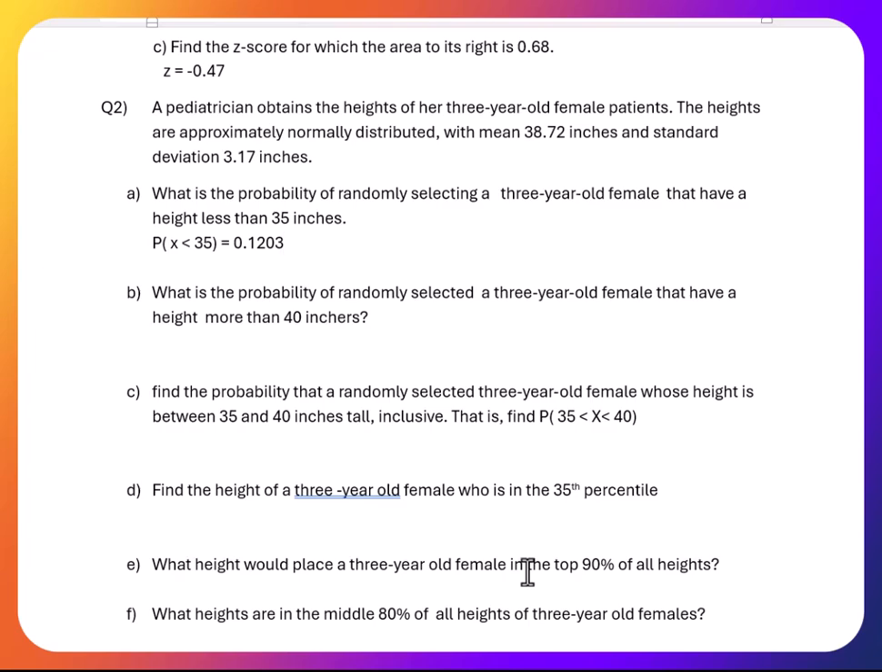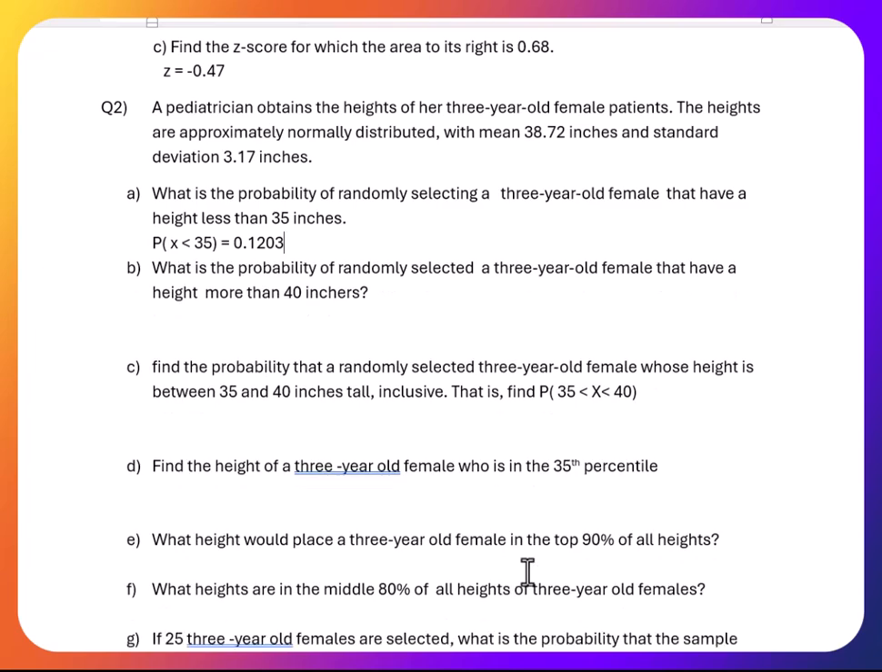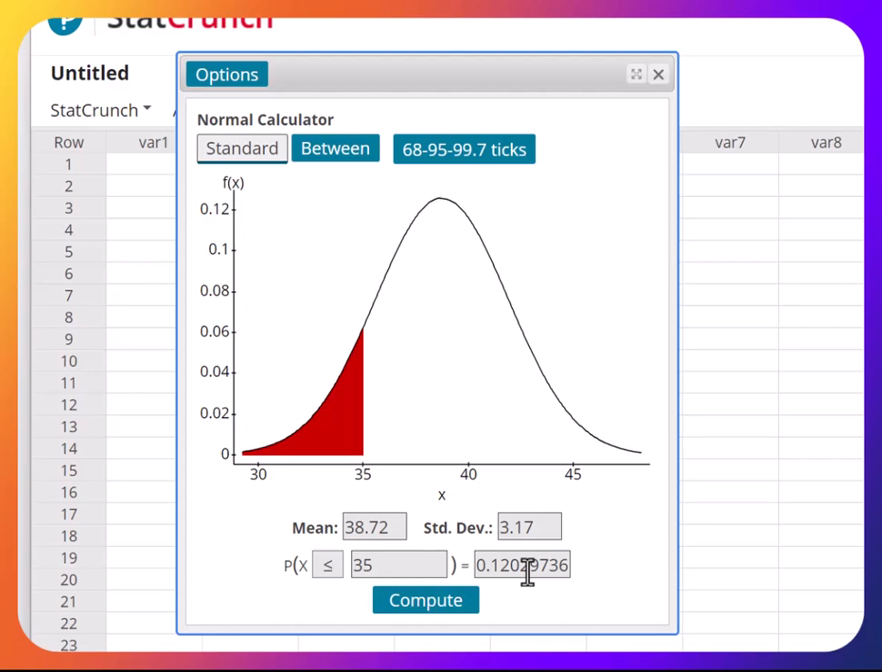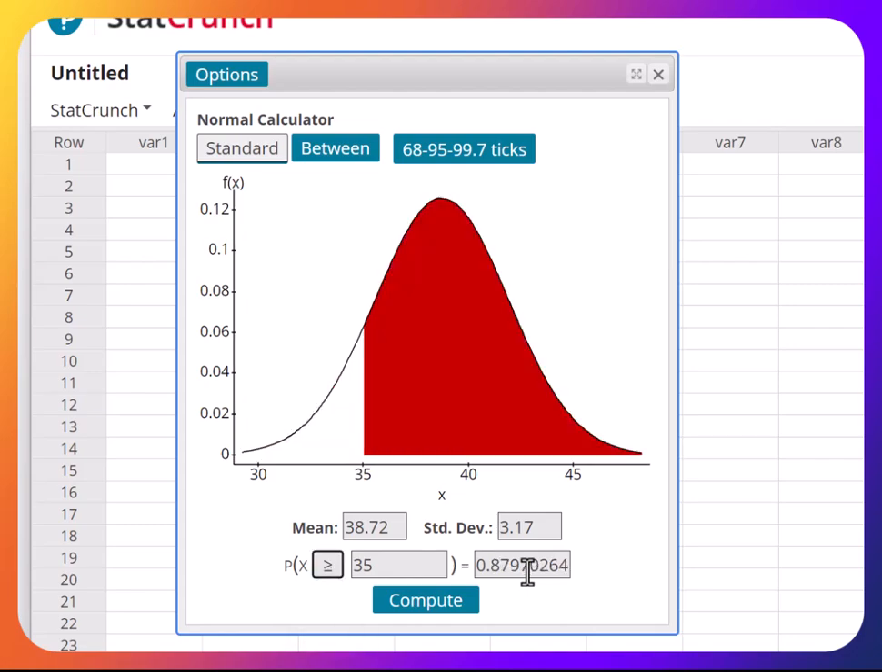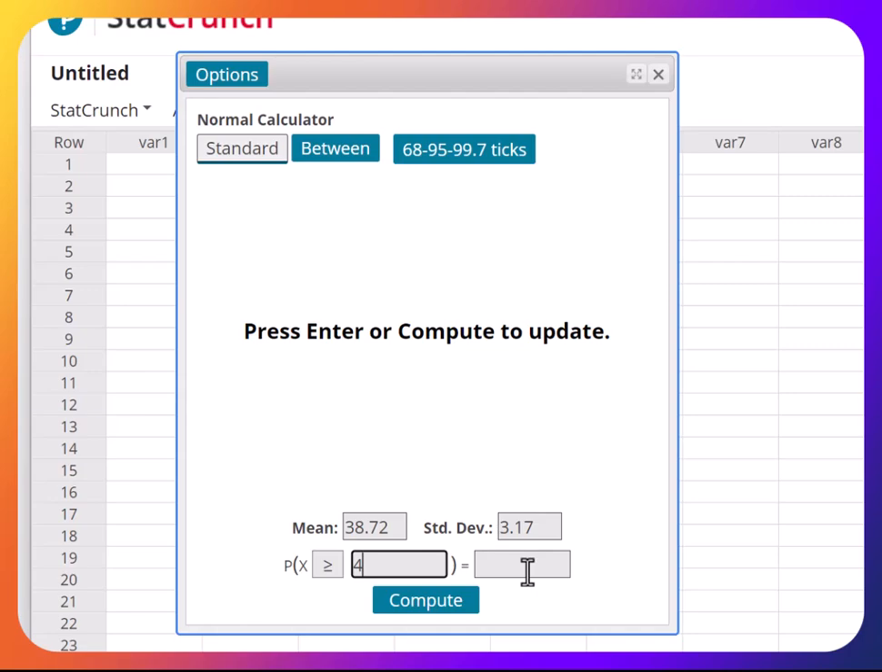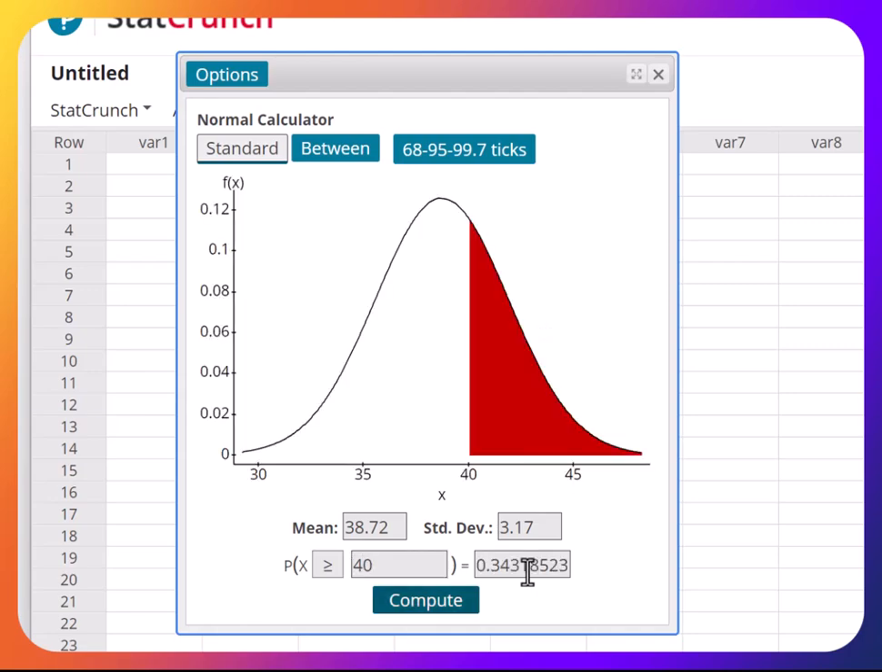Next question. What is the probability of randomly selecting a 3-year-old female that has a height more than 40? So we need probability of X more than 40 equals. Let's go to StatCrunch. All you need to do is change the sign to greater than and make it 40 and compute, which is 0.3432.